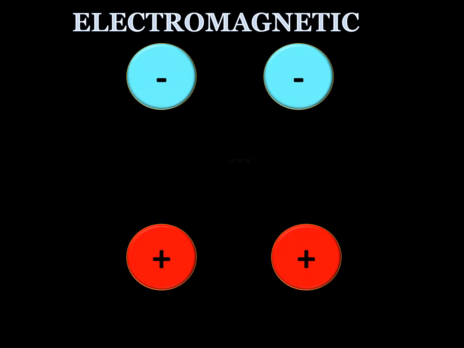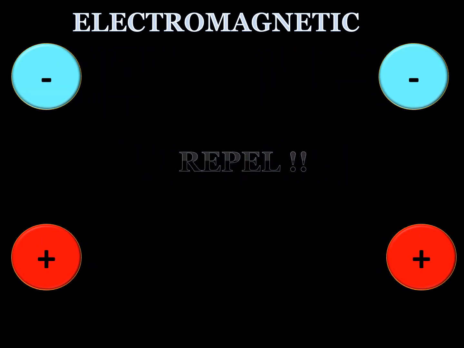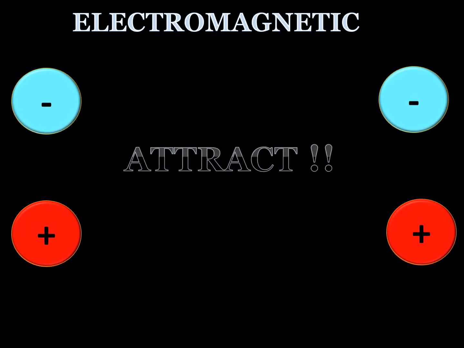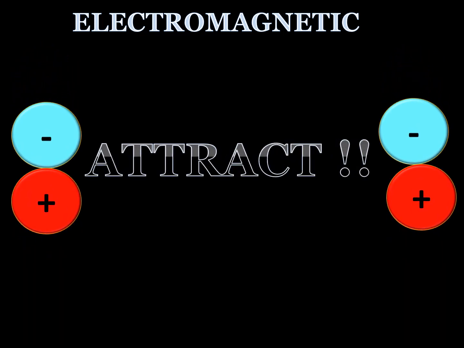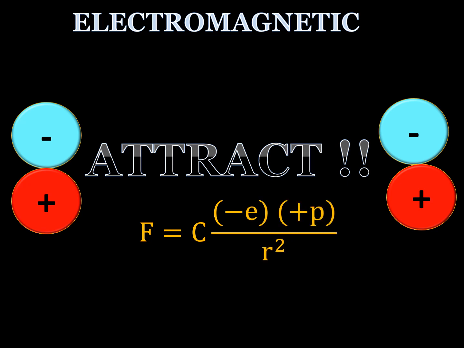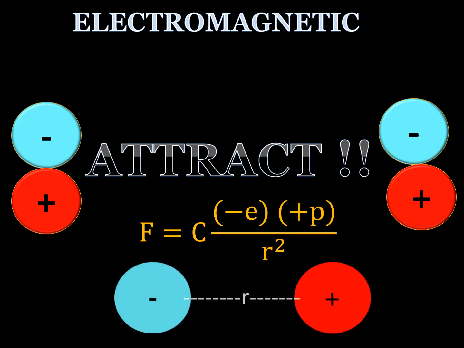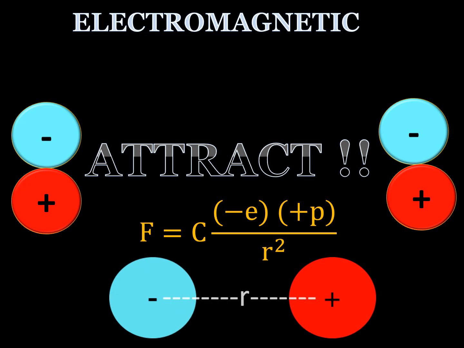The bodies with like charges repel each other, whereas the oppositely charged bodies will attract each other. The electrostatic force has the same expression as gravitational force as, instead of masses, charges are taken into account, and C is a constant of proportionality called Coulomb's constant. This equation can also be written in terms of electrons and protons. The greater the distance between electrons and protons, the lesser the electrostatic force and vice versa.